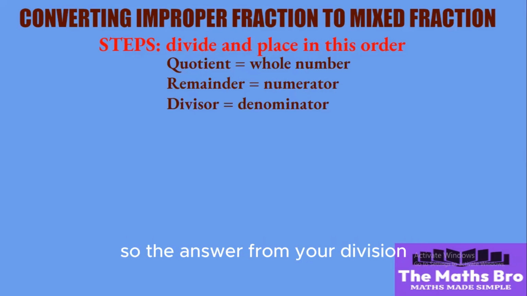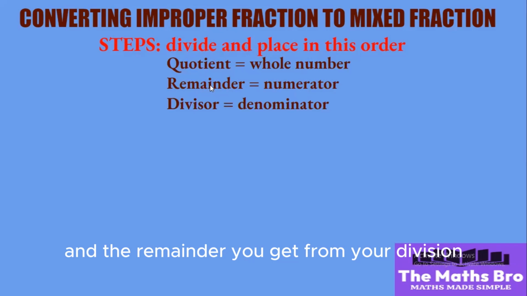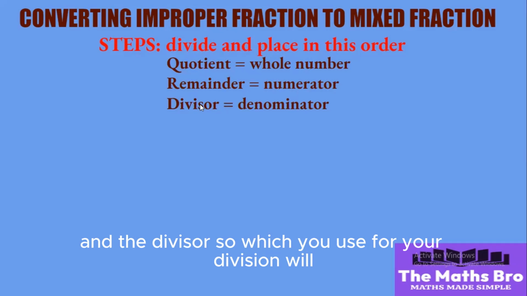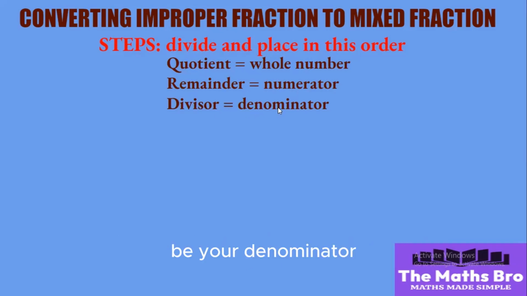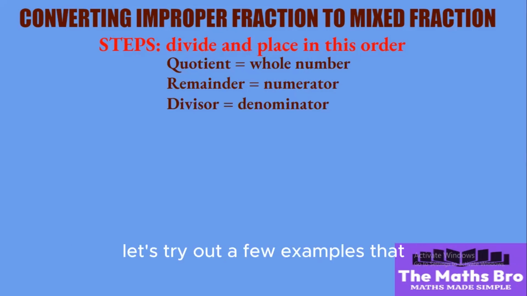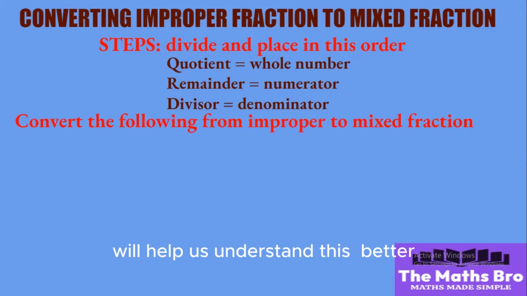All right. So the answer from your division, which is your quotient, will become your whole number. And the remainder you get from your division will become your numerator. And the divisor, which you use for your division, will be your denominator. So it's pretty much easy. Divide and arrange your answer in this format. Let's try out a few examples that will help us understand this a little better.